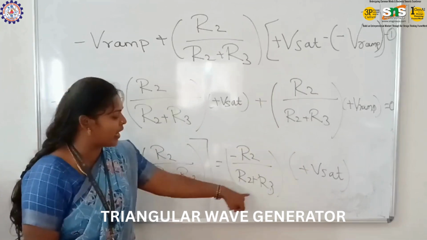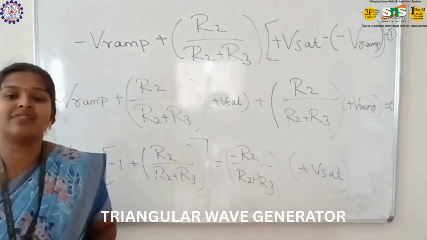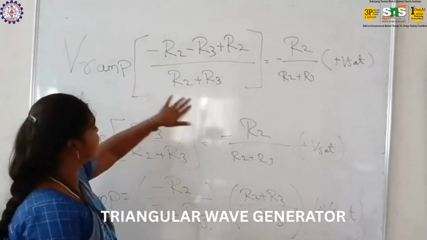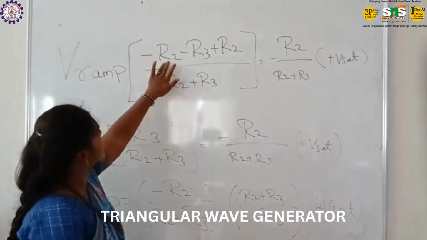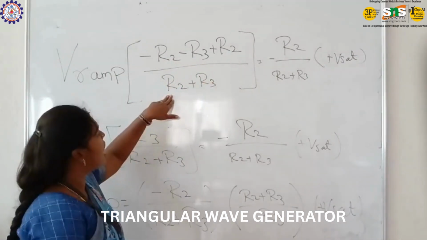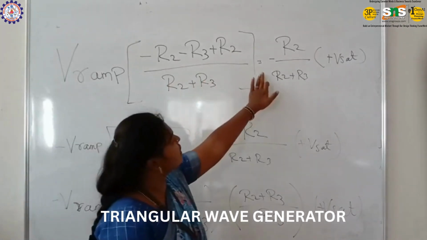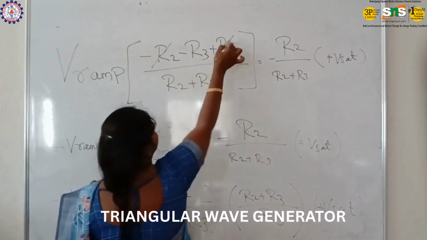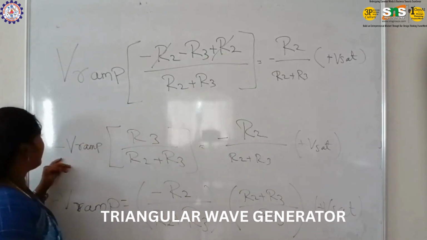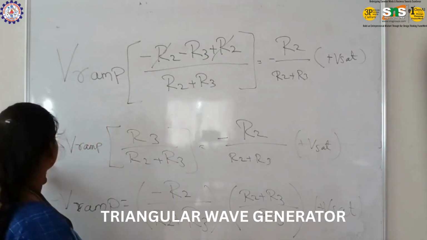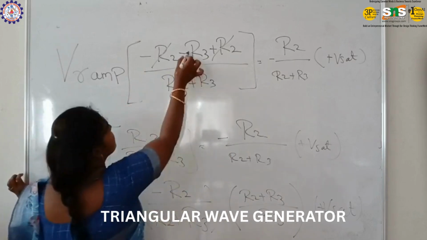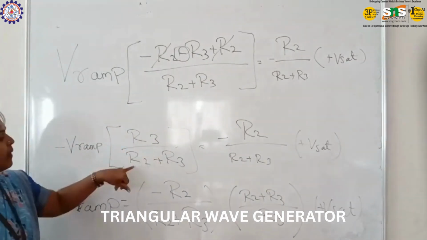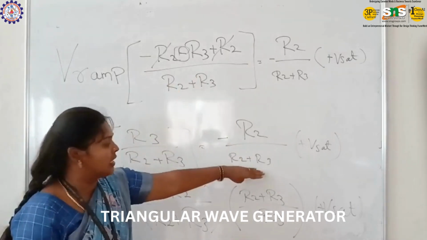so that minus R2 by R2 plus R3 into plus V saturation. After that, taking the LCM, minus R2 minus R3 plus R2 by R2 plus R3 equals the same signal written here. In this condition, the minus R2 and plus R2 will be negated, so minus Vramp of R3 by R2 plus R3 equals the same signal written here.